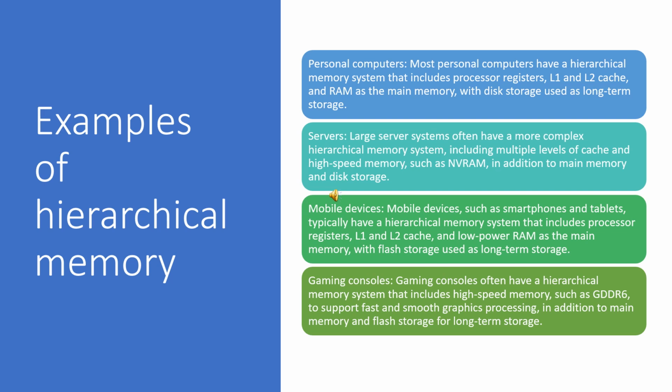The third one is mobile devices. Mobile devices such as smartphones and tablets typically have a hierarchical memory system that includes processor registers, L1 and L2 cache, and low power RAM as the main memory, with flash storage used as long-term storage. The fourth one is gaming consoles. Gaming consoles often have a hierarchical memory system that includes high-speed memory such as GDDR6 to support fast and smooth graphic processing, in addition to main memory and flash storage for long-term storage.